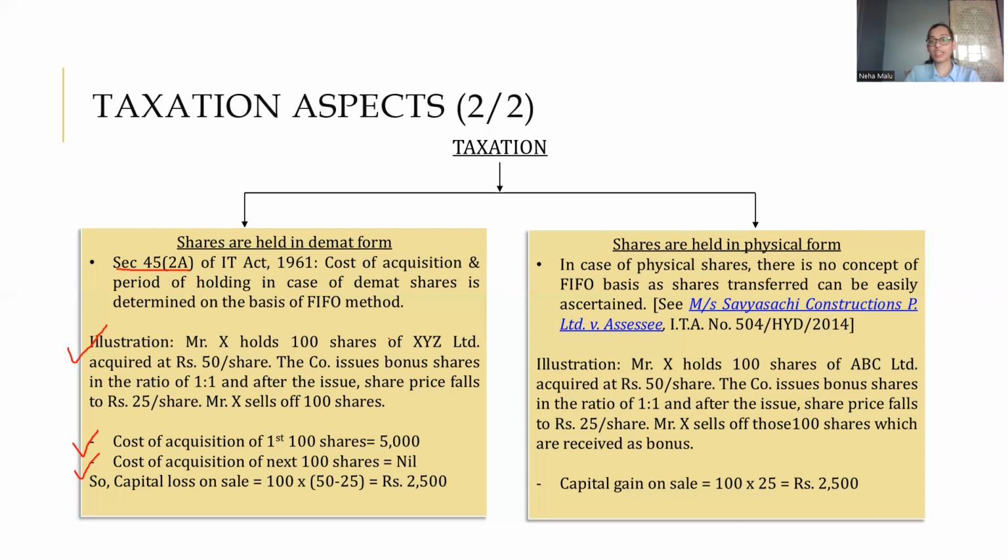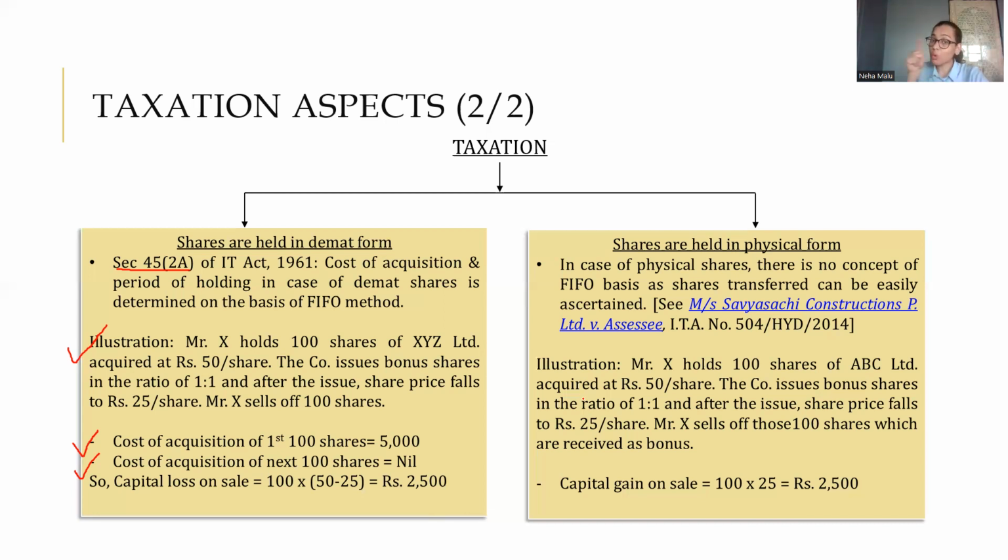Next, when it comes to shares held in physical form, since the shares have distinctive numbers, it is very easy to ascertain which shares I am selling off. So for example, Mr. X, who holds 100 shares of ABC Limited, acquired those shares at rupees 50, pursuant to which he got 100 bonus shares in the ratio of 1:1. So he was holding 100 shares, and after the bonus he got 100 more shares. So now his shareholding comes to 200 shares.